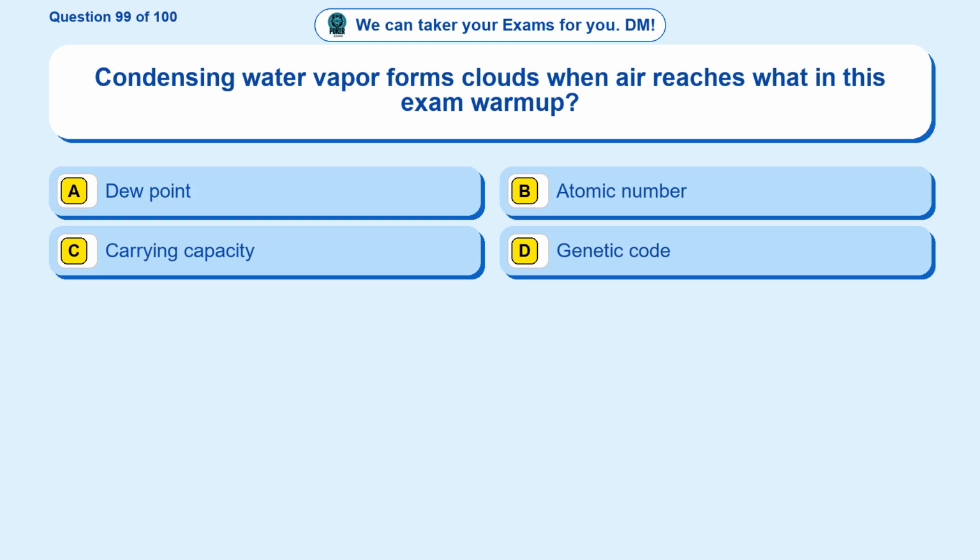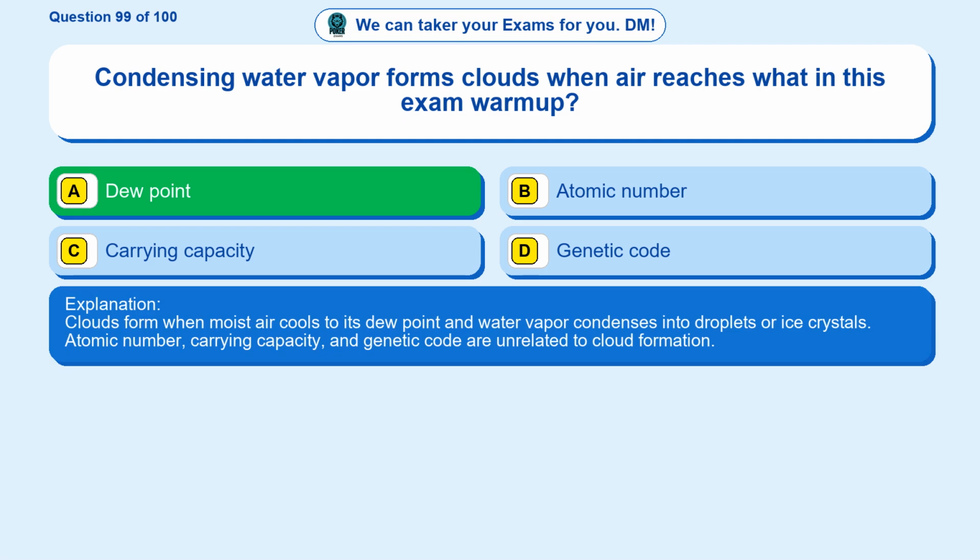Question 99. Condensing water vapor forms clouds when air reaches what in this exam warm-up? Option A, dew point. Option B, atomic number. Option C, carrying capacity. Option D, genetic code. The correct answer is option A. Dew point. Clouds form when moist air cools to its dew point and water vapor condenses into droplets or ice crystals. Atomic number, carrying capacity, and genetic code are unrelated to cloud formation.